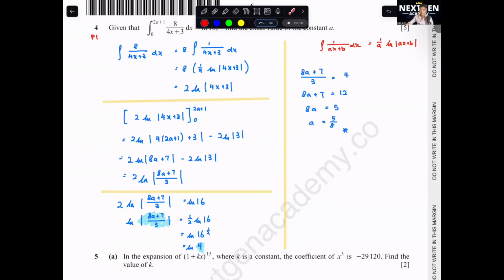If you can do question 4, can you just type 4 in the chat? Very hard. Yeah, gotta practice.